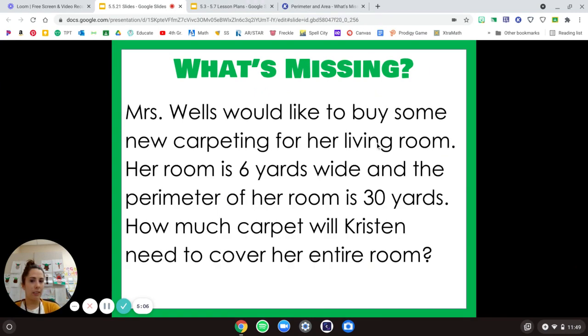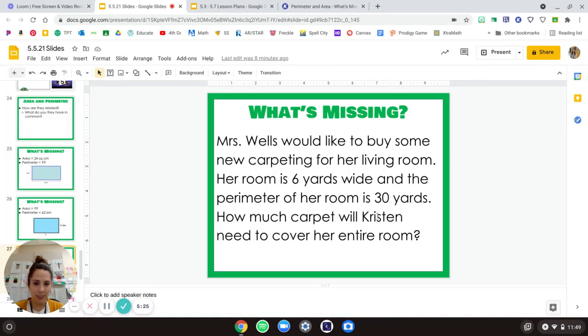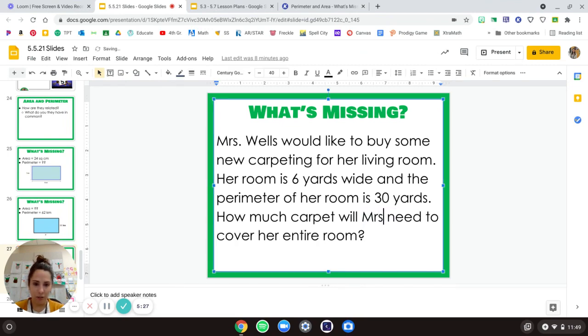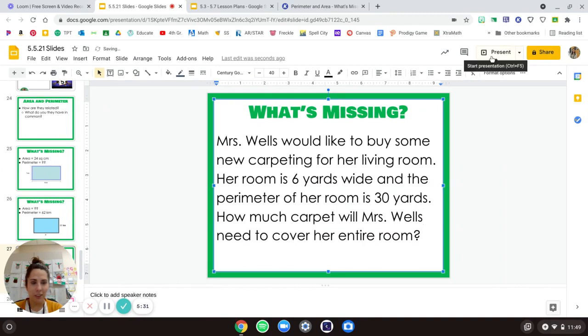Now, what happens if we have a word problem? Mrs. Wells would like to buy some new carpeting for her living room. Her room is 6 yards wide, and the perimeter of her room is 60 yards. How much carpet? Oh, oops, pausing this. Instead of Christian, I copied it and I changed it to me instead. Will Mrs. Wells need to cover her entire room?